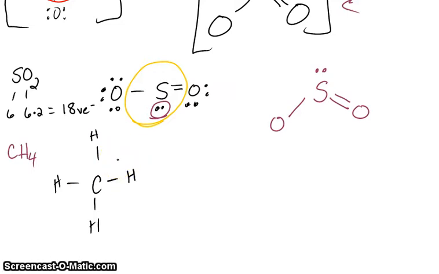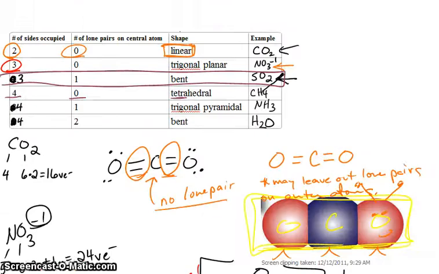All right, so when you look at methane, you say how many sides of the central atom are occupied. I'm not looking at the outer atoms. I'm only looking at the central atom. 1, 2, 3, 4 sides occupied. How many lone pairs on the central atom? None. That's correct. Did you talk to your computer? I hope you are answering these questions.